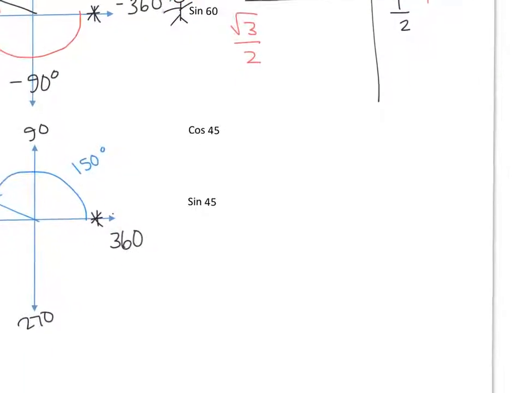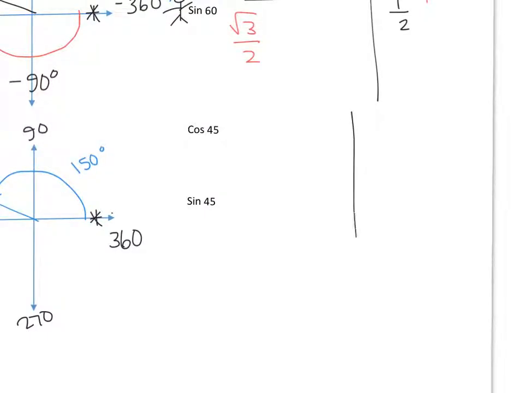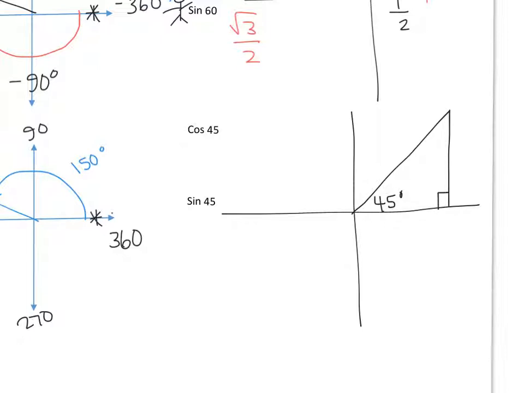And then cosine 45, sine 45. Draw your 45 degree angle in, drop down, make a 90 with the x-axis, 45 degrees. So this side is root 2 over 2, this is root 2 over 2, and the radius is 1. So then cosine is the x value, which is root 2 over 2, and sine is the y value, which is root 2 over 2.